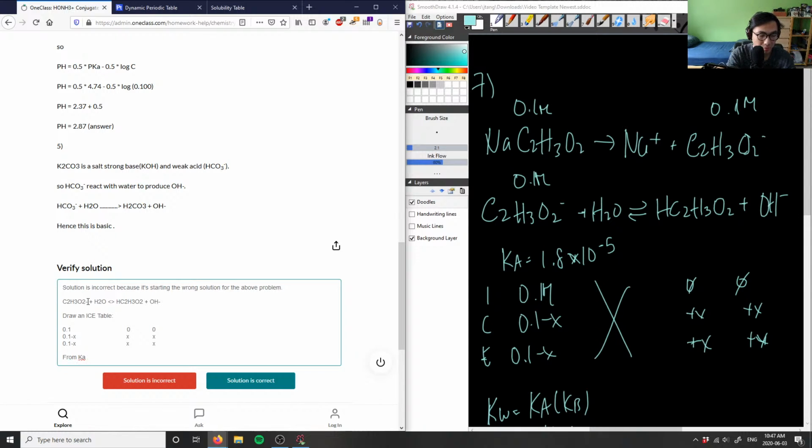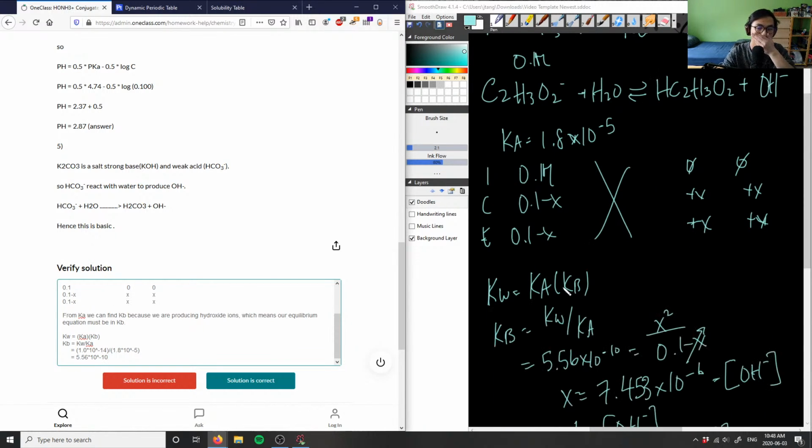And then from Ka, we can find Kb because we are producing hydroxide ions, which means our equilibrium equation must be in Kb. So Kw equals Ka times Kb. So Kb is going to equal Kw divided by Ka. And this here is 1.0 times 10 to the negative 14 divided by Ka, which was 1.8 times 10 to the negative 5, and this I wrote as 5.56 times 10 to the negative 10.